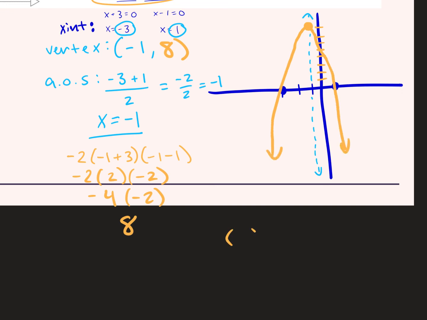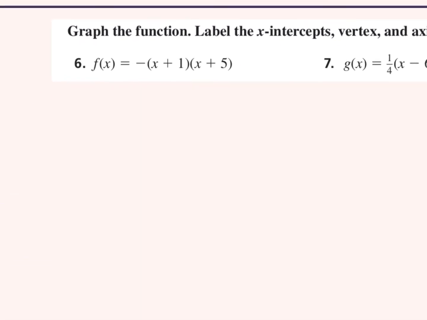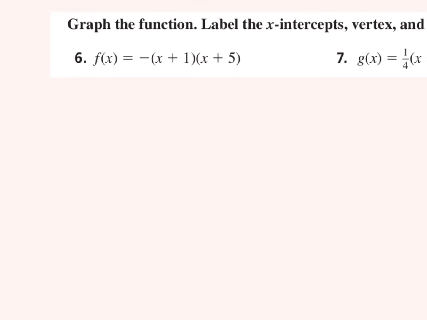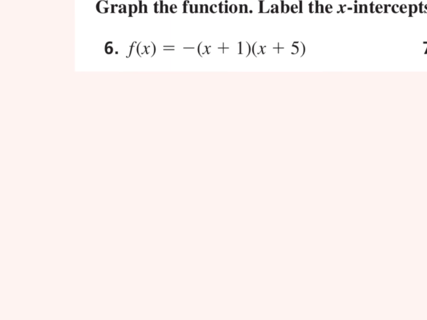So when it has the 2 sets of parentheses, that's when it's in intercept form, so you just have to find the x-intercepts. And then you can find the vertex and axis of symmetry. Let's look at number 6. So we have to graph, label the x-intercepts, the vertex, and the axis of symmetry.